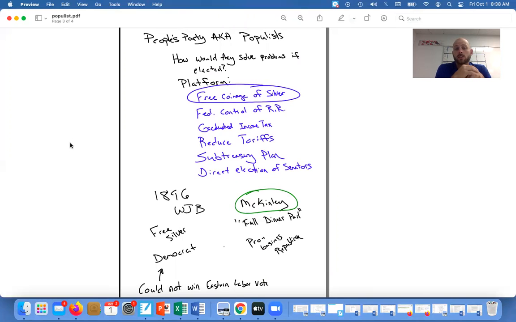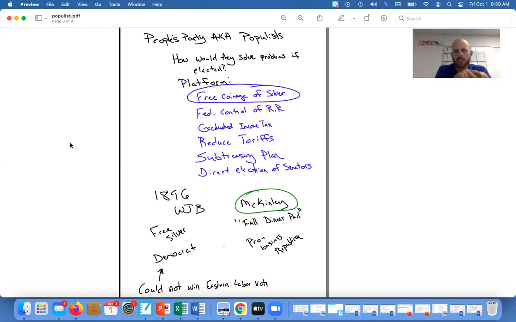They also are the first to propose a graduated income tax. This is pretty radical for them back then because we didn't have an income tax yet at the federal level. And they wanted that to be a graduated one, where the more money you make, the higher rate of taxes you are going to pay, and it goes up on a graduated plan, which is what we have today. Okay. They wanted to reduce tariffs. They wanted what is called the sub-treasury plan, which would be a government plan to put money into banks.